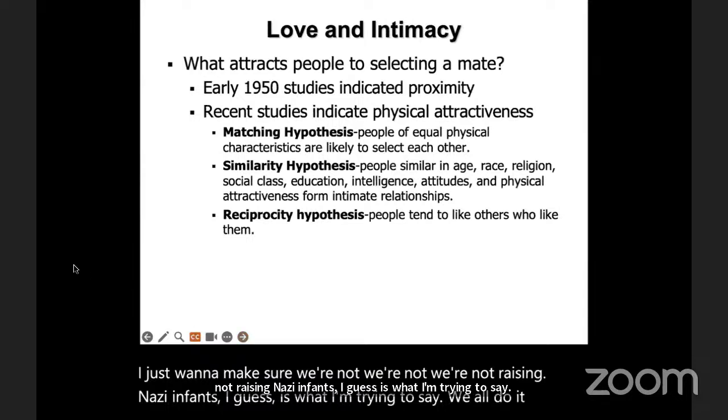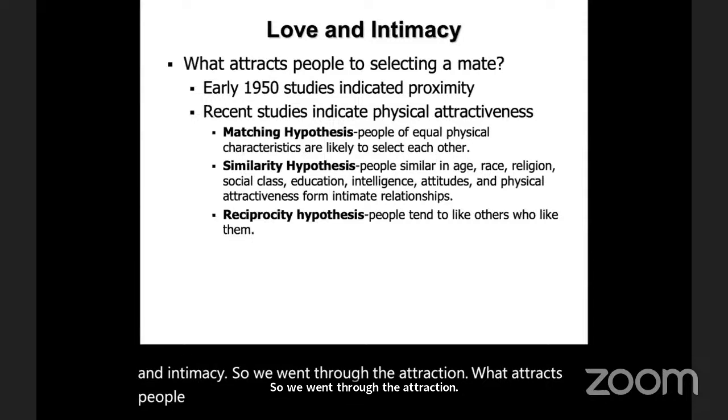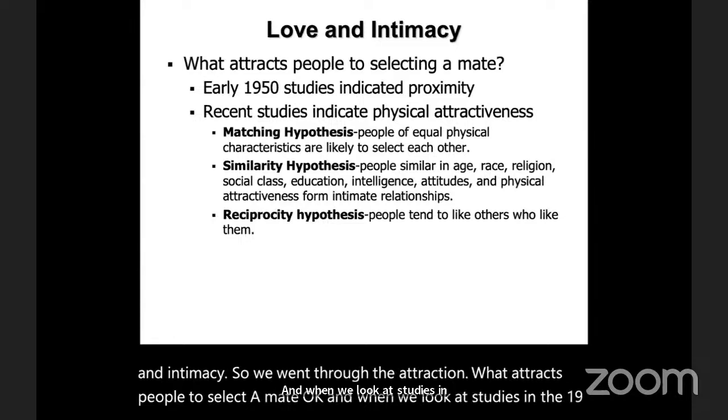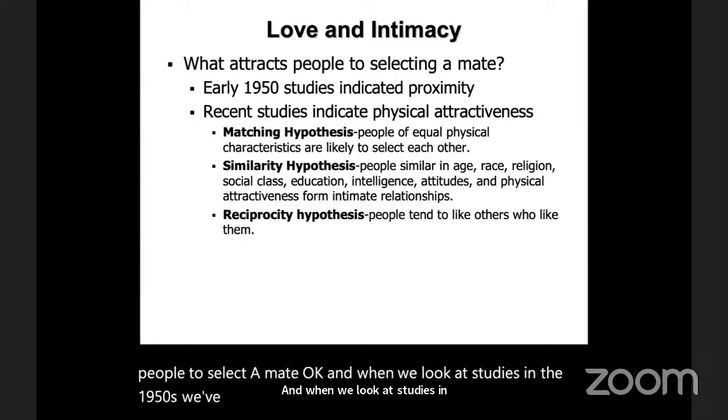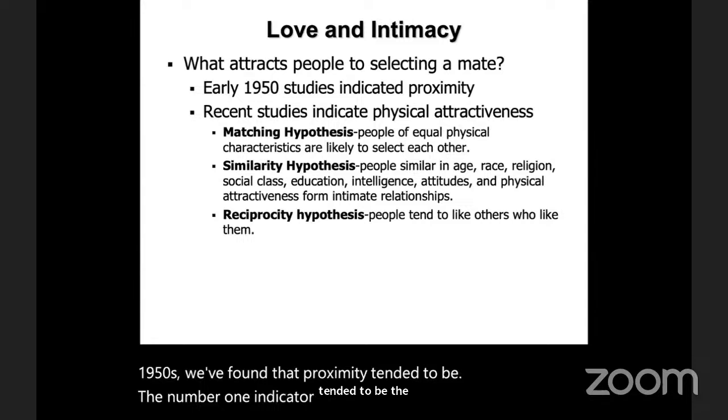Okay. Love and intimacy. So we went through the attraction. What attracts people to select a mate? When we look at studies in the 1950s, we've found that proximity tended to be the number one indicator of physical attraction.